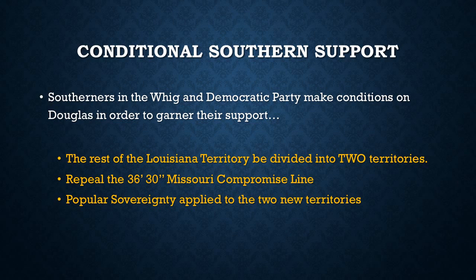And the last condition, the last demand they place on Douglas in order to give him their support, is that they want to see that these two new territories that are created, that popular sovereignty be applied to these territories. Now, just to review, popular sovereignty is the idea that the settlers of these territories will decide for themselves whether or not slavery goes there. So these demands are steep. These are dangerous demands, as we'll see here in a second. But these were the demands that Southerners placed upon Douglas in order to support his Nebraska bill.